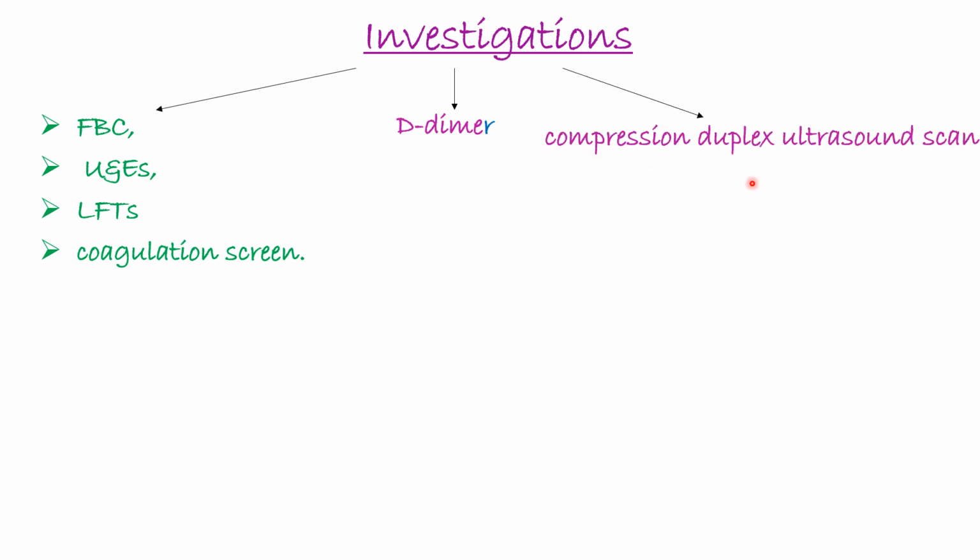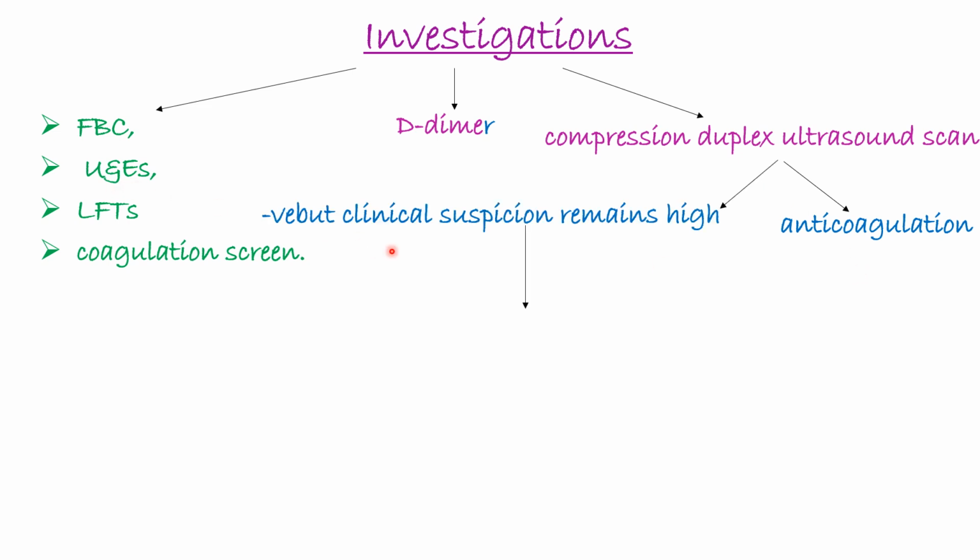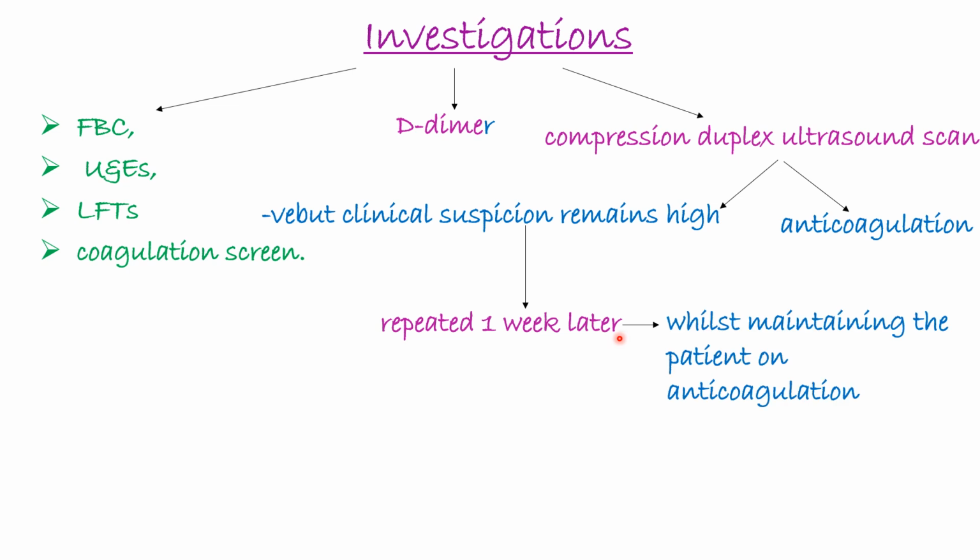However, if a patient comes in with a DVT, the first thing you do is a compression duplex ultrasound. It should be a venous compression duplex ultrasound. If it is positive, then you start anticoagulation. If it is negative, but you really think the clinical suspicion is high, then you repeat after 1 week. While you are waiting that 1 week, this patient must be on anticoagulation.